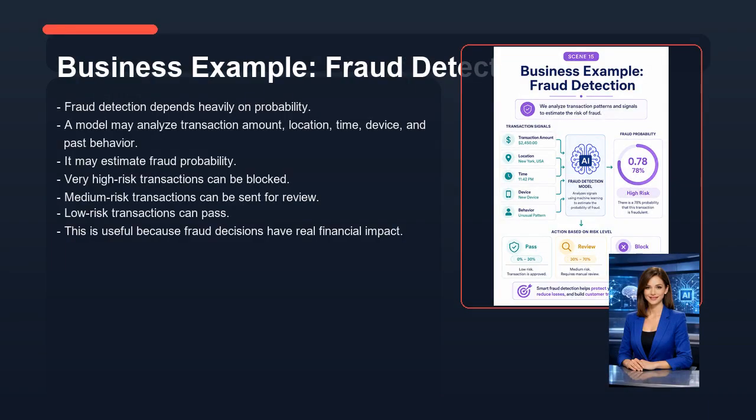Now let's look at a business example, fraud detection. Fraud detection depends heavily on probability. A model may analyze transaction amount, location, time, device, and past behavior. It may estimate fraud probability. Very high-risk transactions can be blocked. Medium-risk transactions can be sent for review. Low-risk transactions can pass. This is useful because fraud decisions have real financial impact.